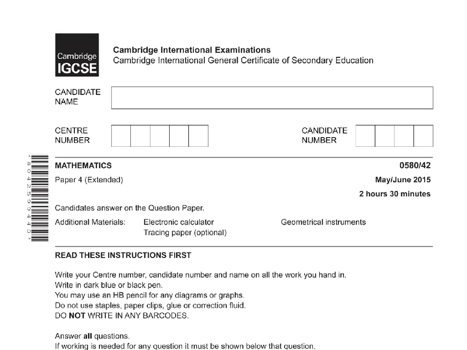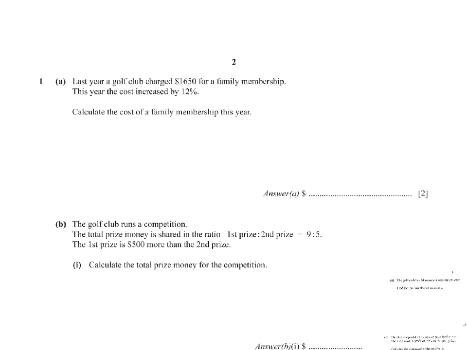Question 1. There we go. So as I said, question 1 is a question about percentages and ratio, and usually that's the case for question 1, so no surprises there. That's good. Let's read the question carefully.